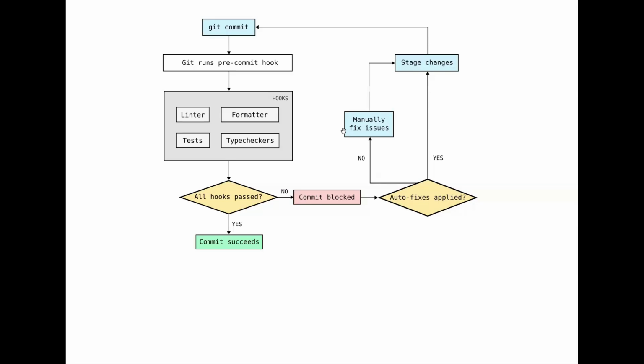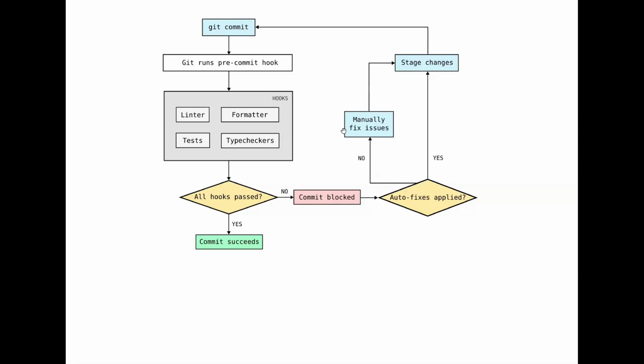So all of these hooks run on every commit. And two options. Option one, they all pass. Great. The commit succeeds. It's in version control. Option two, the commit fails and is blocked. There are two kinds of things, as I said: the fixes and the checks. If pre-commit was able to fix something, then that's great. You can stage the changes.